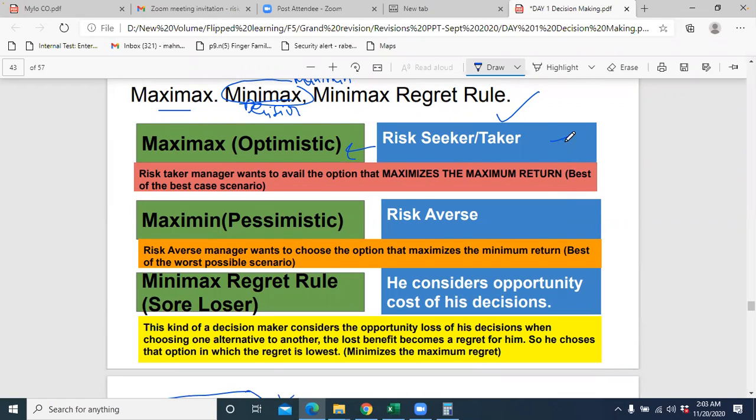He's a risk taker, very optimistic person. He's a risk averse, very pessimistic. And he's a sore loser. He just doesn't want to lose anything. So he would take into account the opportunity cost of losing of his decision. Okay, we're going to talk about it. So Maximax is an optimistic person. Risk taker manager wants to avail the option that maximizes the maximum return. So he will take the best of the best case scenario, and the risk averse would take the best of the worst case scenario, maximin.